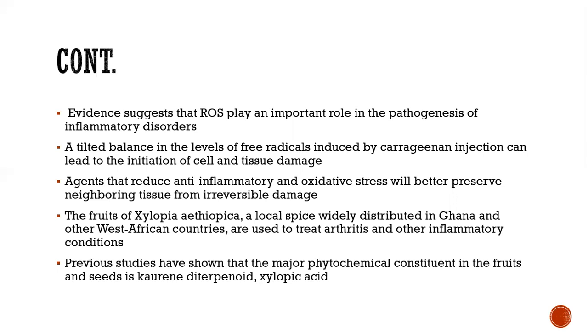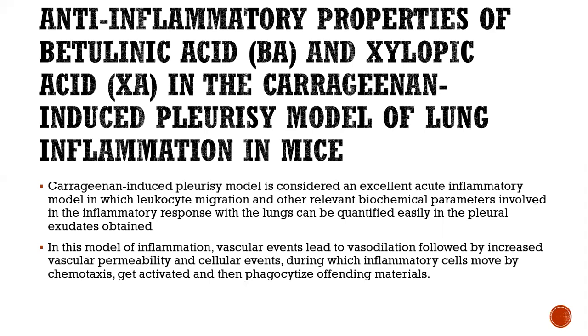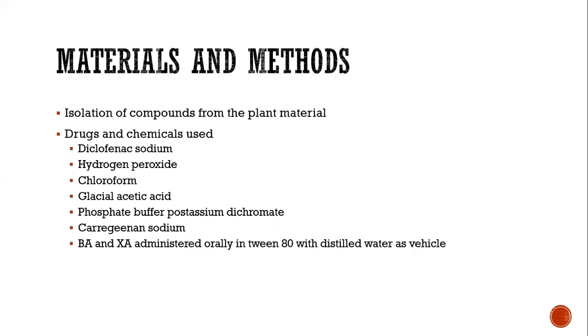In this study, the fruits of Xylopia aethiopica, which is a local spice found in Ghana and different West African countries, and which is usually used to treat arthritis and other inflammatory conditions, are used. From this plant, the two components, xylopic acid and butylenic acid, have been isolated. These two chemicals will be used as the anti-inflammatory agents whose anti-inflammatory effect we will see.